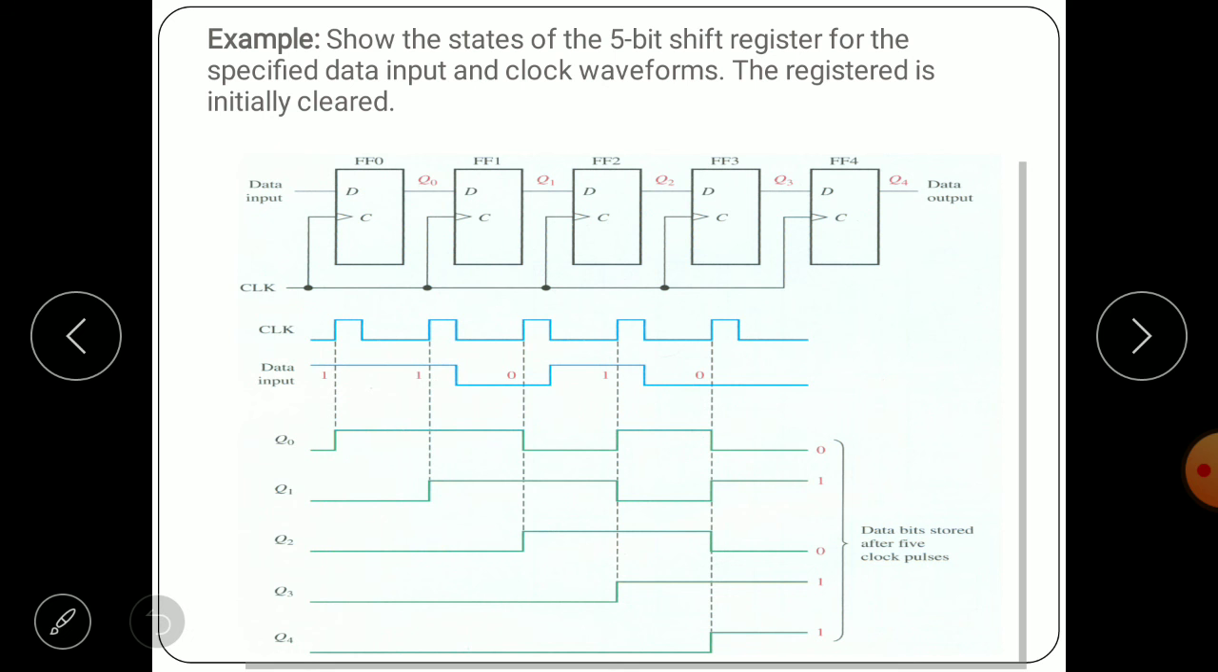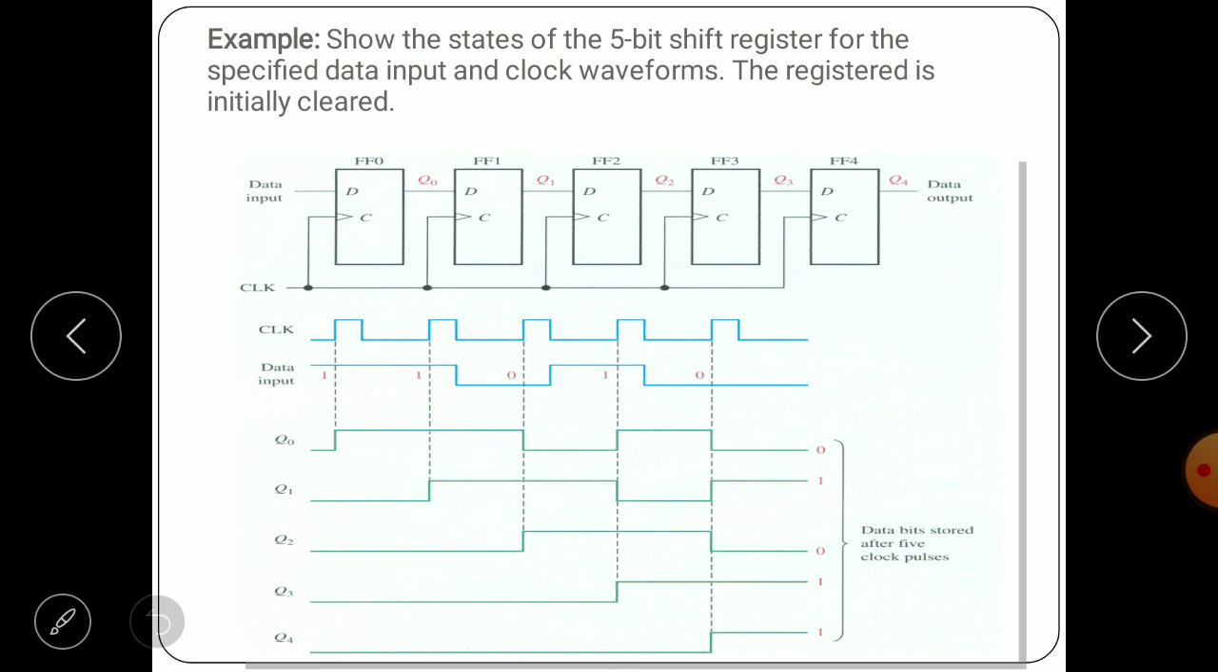Then after the next clock pulse, 1 2 3 4 5, the fifth clock pulse. During the fifth clock pulse, see here Q0 is what? 0. The data input is 0, so Q0 is 0. Previously Q0 was what? 1, so that will be retained into Q1. Previously Q1 was 0, so that will be retained to Q2. Previously the Q2 value was 1, so that will be retained into Q3. Then for Q4, the previous Q3 value is 1, so that will be retained into Q4.